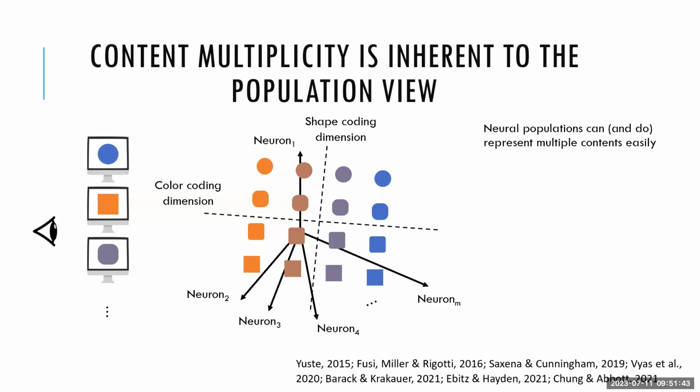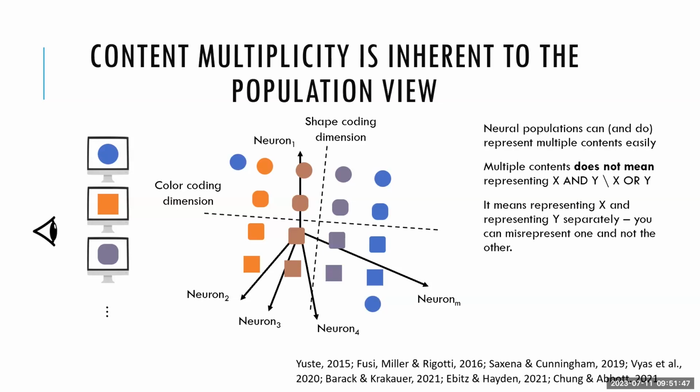Now, the crucial point here is that the physical vehicle behind this is still the same population. And what it's doing, it's not representing color and shape. It's not representing color or shape. It's really distinctly representing color and distinctly representing shape.